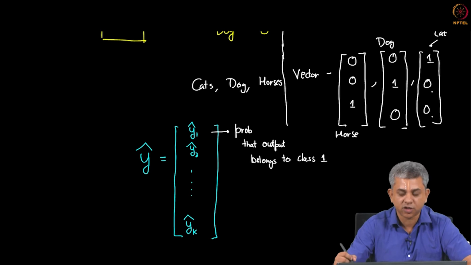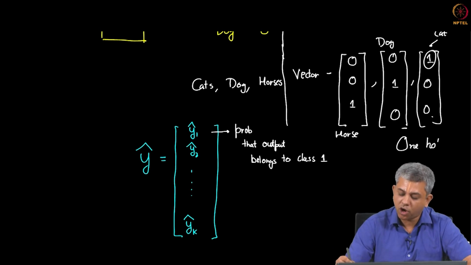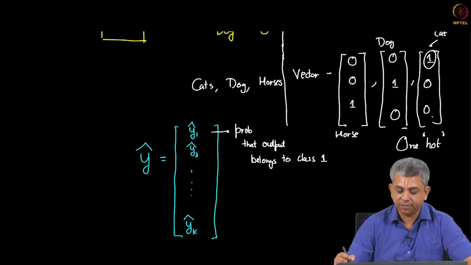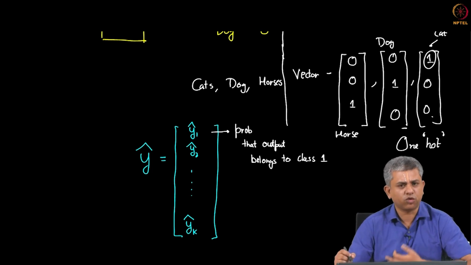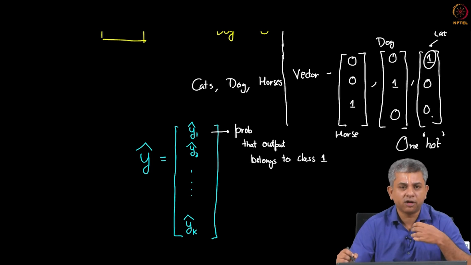Now, my ideal output would be simply 1 0 0, 0 1 0 or 0 0 1, which is why it is called one hot, that is only one element is 1, all the others are 0. Okay. All the others effectively are cold. However, we know through logistic regression that we are not going to get precisely 0 or 1, we will get some number.